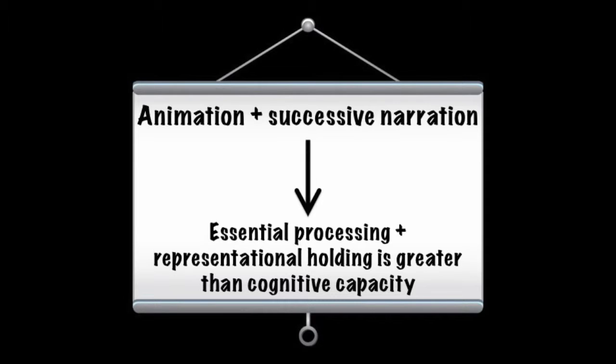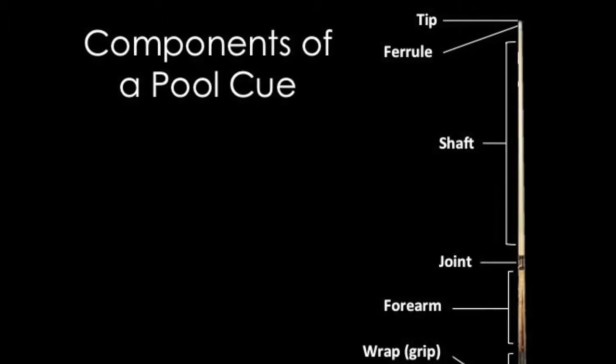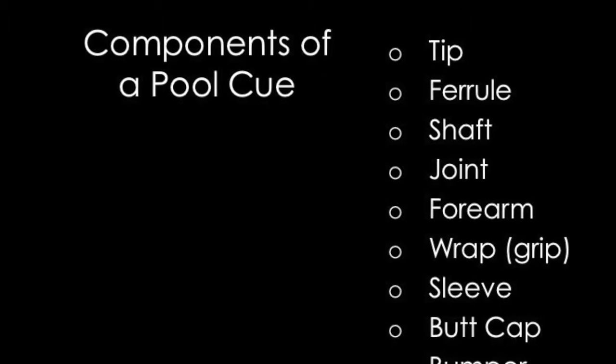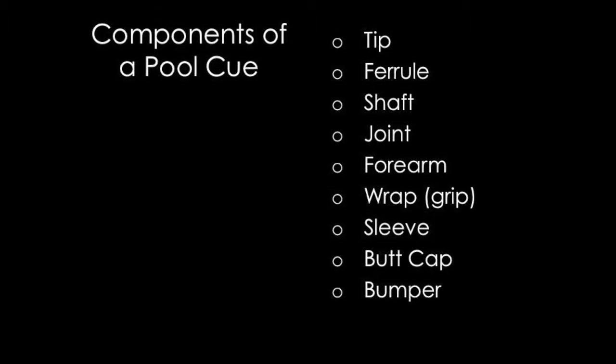If an instructor presents an animation and then later provides corresponding narration, then cognitive overload can occur. The learner will be forced to hold the visual representation in working memory to be retrieved later during narration. Here's an example of poor multimedia design. The graphic showing the parts of a standard two-piece pool cue is first shown. Then, a bulleted list is shown, while narration is provided to describe the various parts.